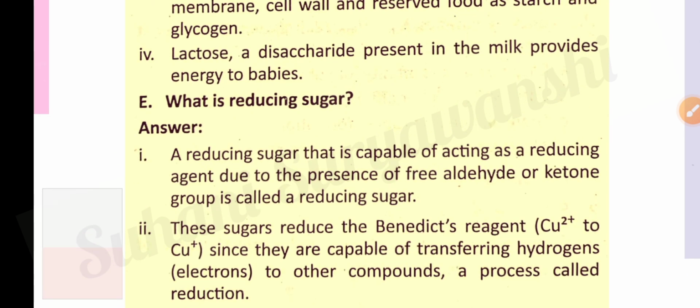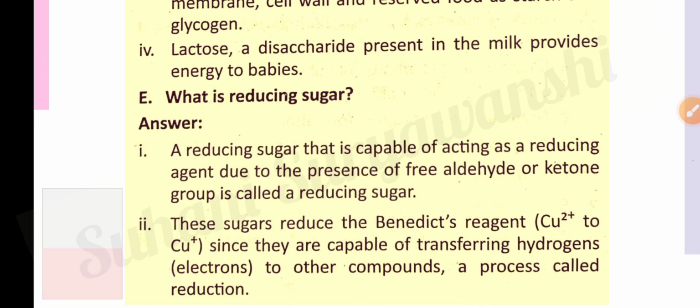E. What is reducing sugar? Answer. A reducing sugar that is capable of acting as a reducing agent due to presence of free aldehyde or ketone group is called a reducing sugar. These sugars reduce the Benedict reagent Cu2+ to Cu+ since they are capable of transferring hydrogens to other compounds and a process is called reduction.